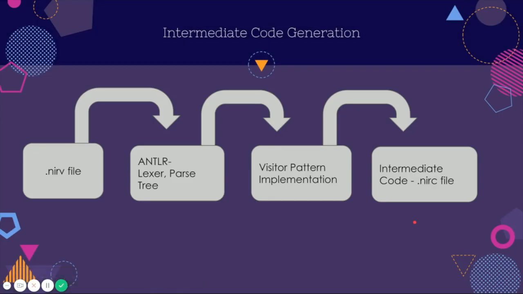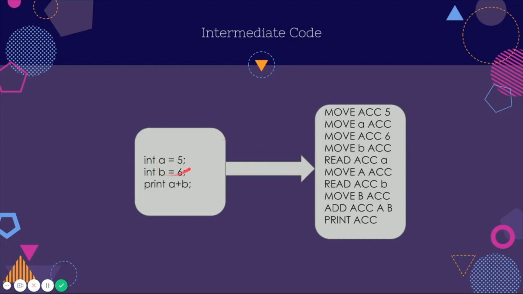Also, we had to take care of the intermediate code generation, which is quite simple because we start with a file, then the handler gets this file and produces the lexer and the parse tree, and then this parse tree comes to a visitor implementation, and finally we build the intermediate code, which is going to come as a file in the format NIRC. Here we have a clear example of how we transform the simple code as we can understand to intermediate code. For example, here we have int a equals 5, int b equals 6, and print a plus b.